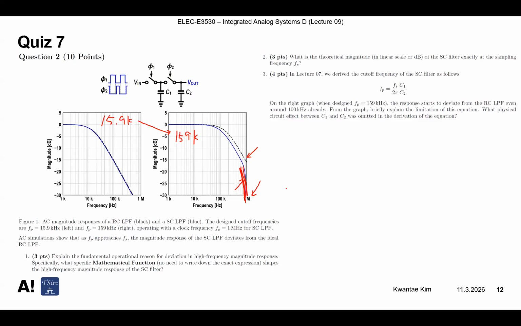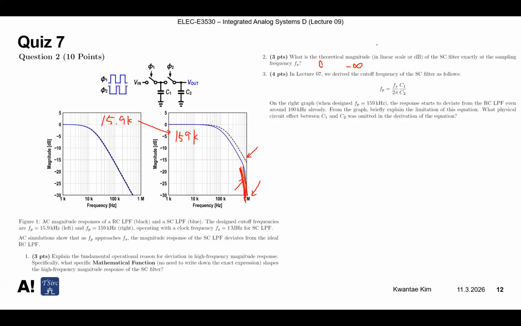So what is the theoretical magnitude of the switched capacitor filter exactly at the sampling frequency fs? Of course, the sinc function has a null at the sampling frequency. The answer is 0 in linear scale. In dB scale, minus infinity.